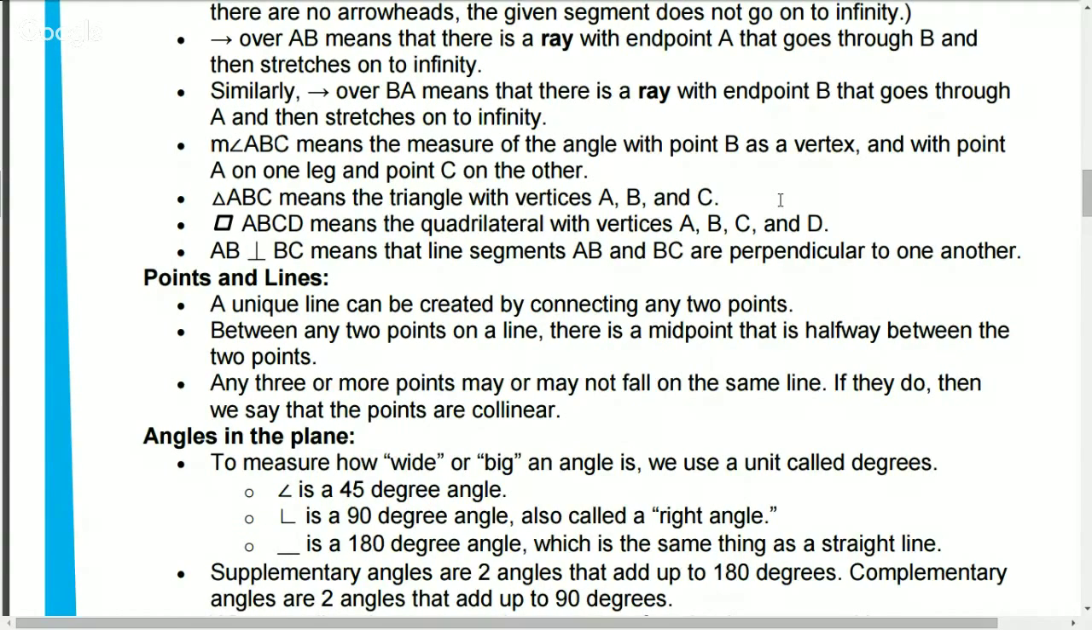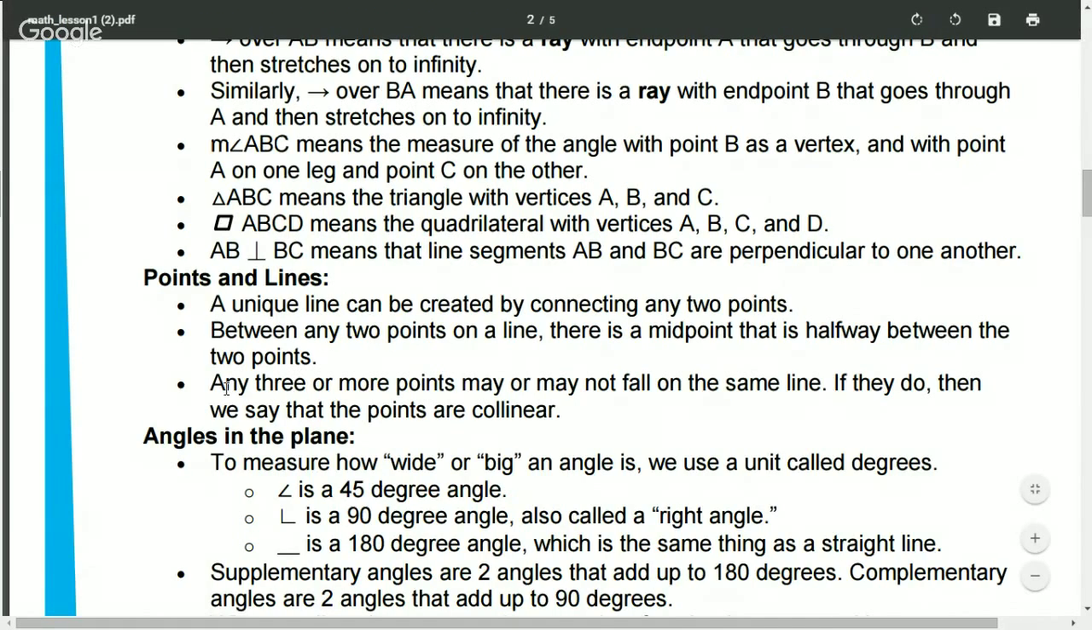This one is also pretty self-explanatory. A midpoint is basically the middle of two points, which is why it's halfway, so it's half of the distance. And any three or more points may or may not fall on the same line. If they do fall on the same line, then they are collinear. Collinear means being on the same line, and coplanar means being on the same plane.